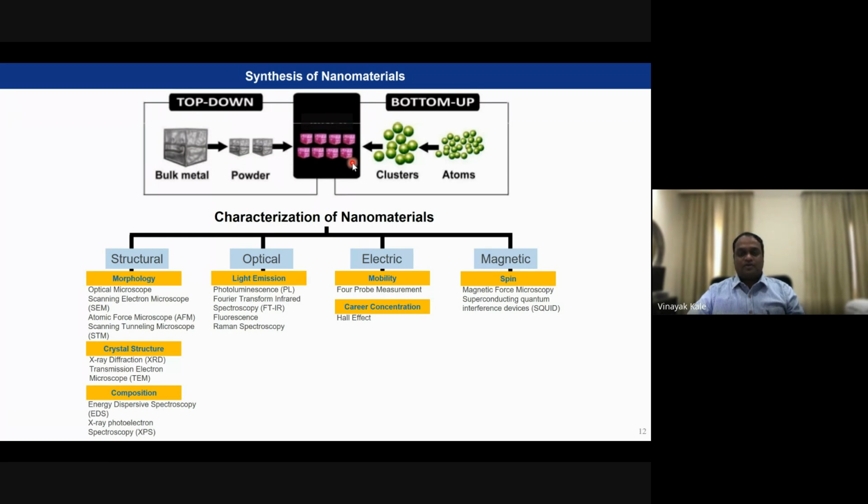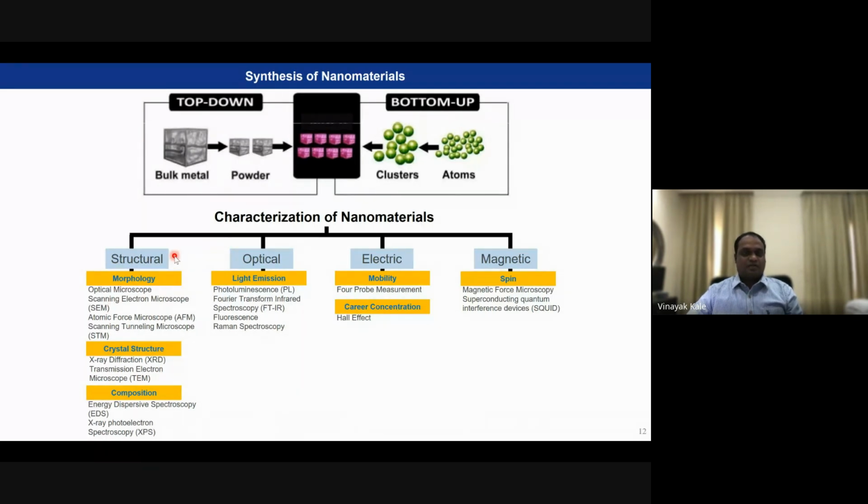In the other approach, we can start from the atoms, which can agglomerate or form clusters, and then finally we can assemble or synthesize nanomaterials. The basic characterizations of nanomaterials are physico-chemical characterizations such as structural, optical, electrical, or magnetic properties.